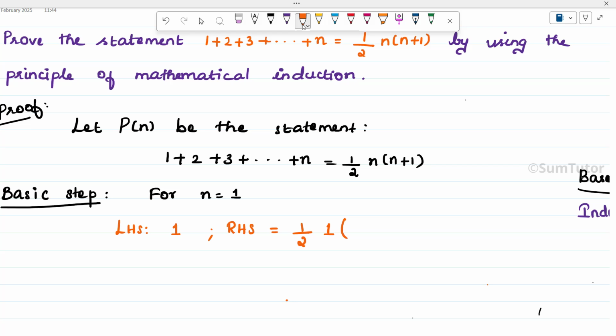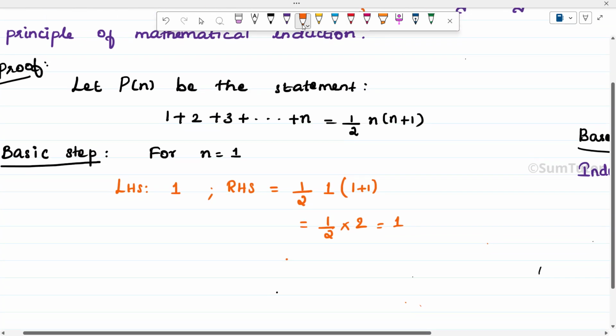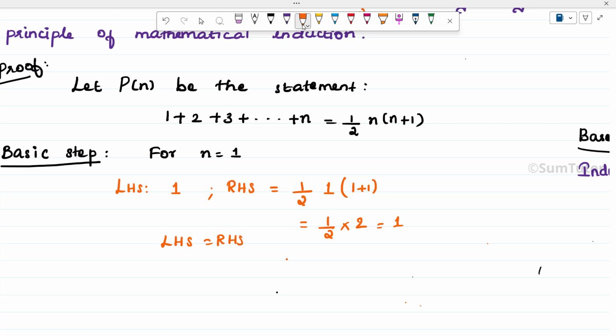Therefore 1/2 × (n+1) with n = 1 is 1/2 × (1+1), which is 1/2 × 2. The 2 and 2 get cancelled, which is equal to 1. Therefore LHS is equal to RHS. Therefore we can say that the statement is true for n = 1. So for P(1), the given statement is true.